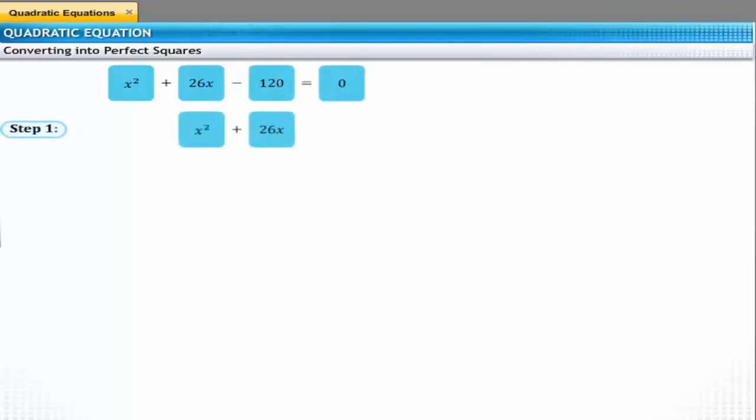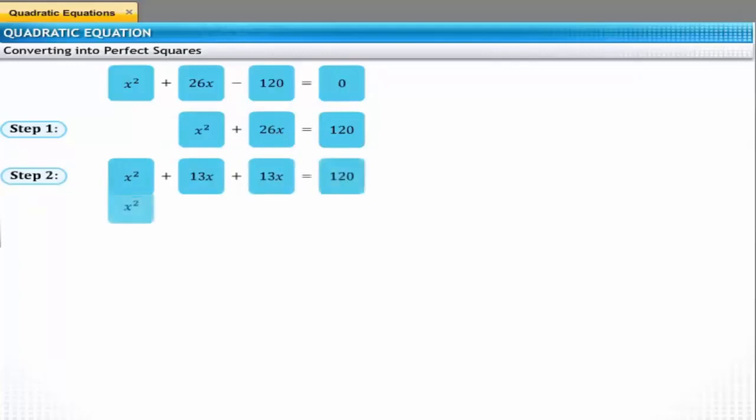Step 1. Bring the constant value minus 120 to the right-hand side of the equation. The resultant equation is x squared plus 26x is equal to 120. Step 2. Divide the second term 26x into two equal parts. Each part is 13x. The diagram shows the corresponding changes.